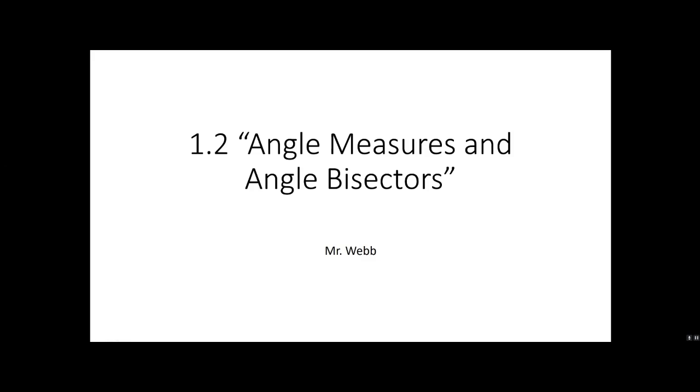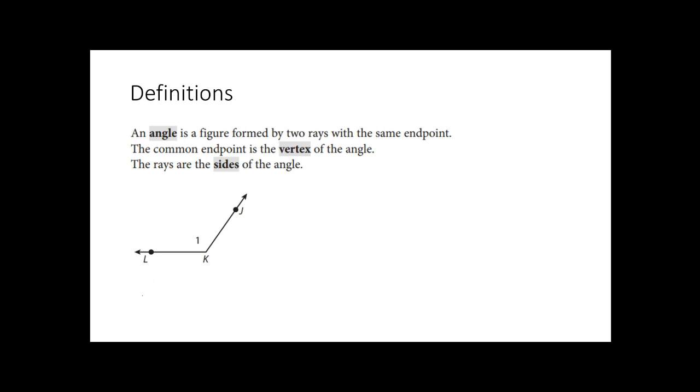Hi guys, this is Unit 1, Module 2, Angle Measures and Angle Bisectors. Now, recently we reviewed what points were, what lines were, rays, and line segments. Now we're adding on to our definitions that we use all year.